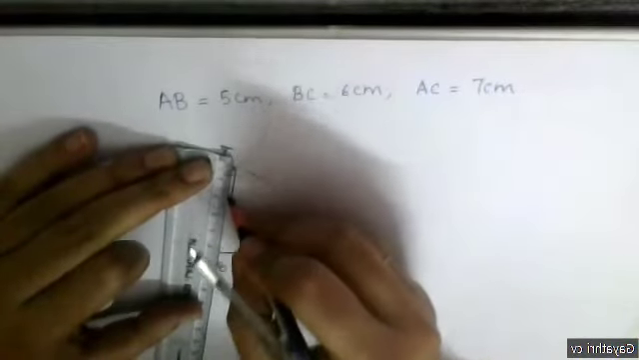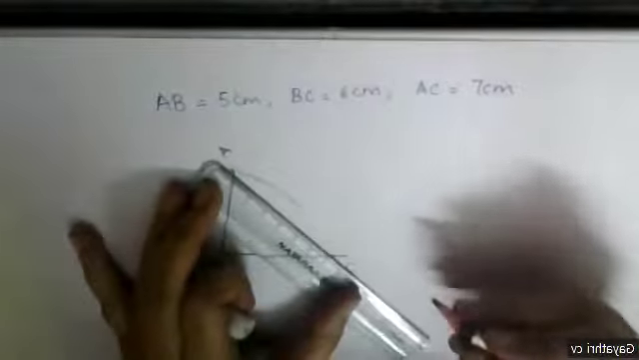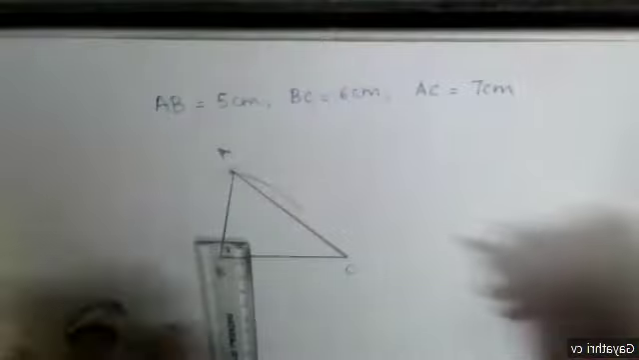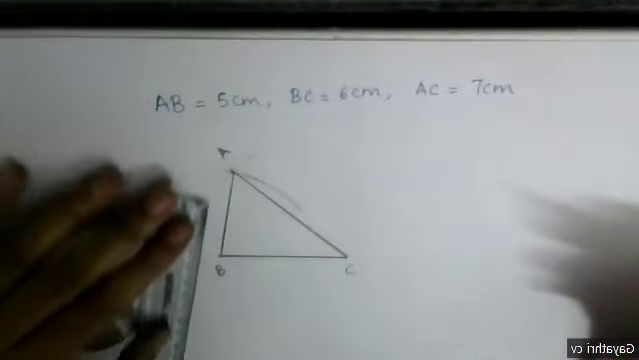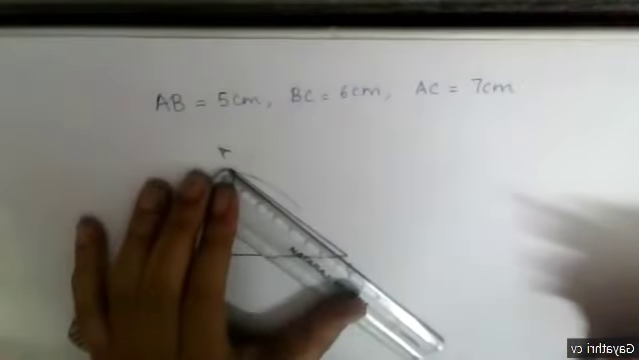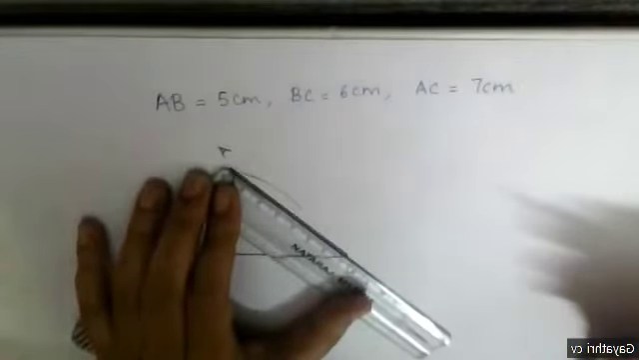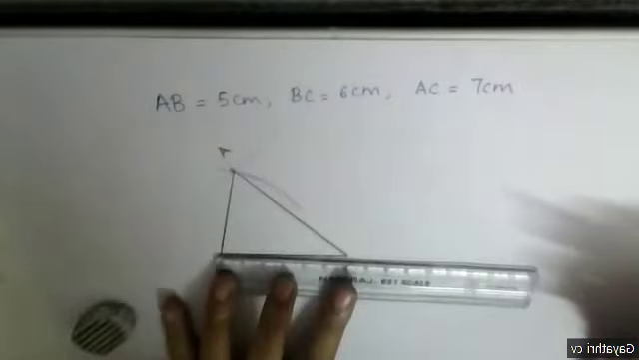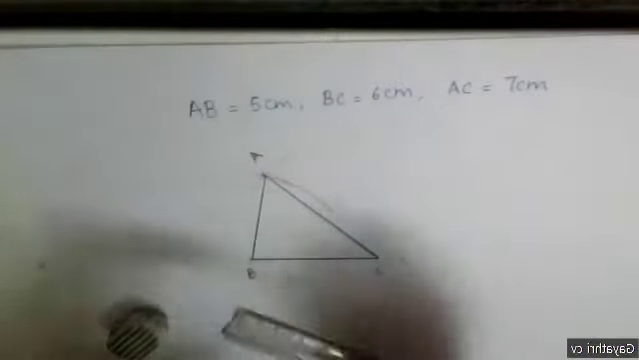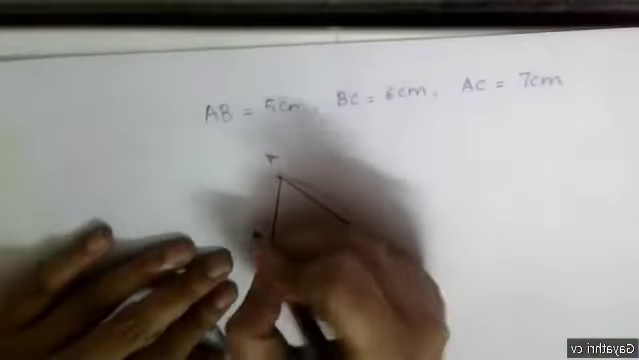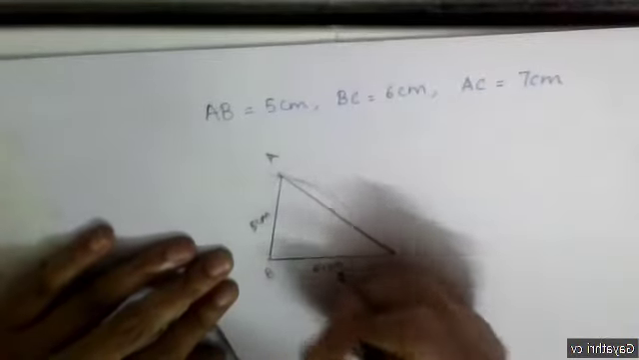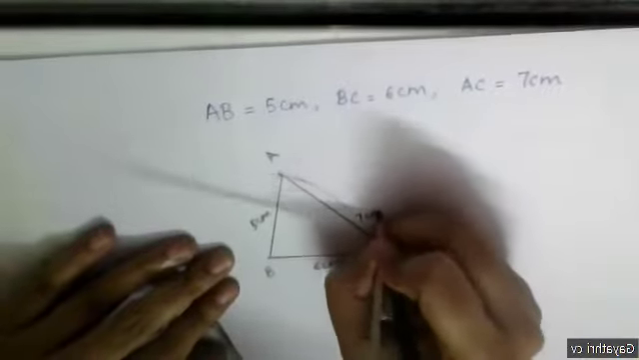Now let us join AB, and so this is the triangle that we are looking for. So if you can see, this side measures 5 centimeter and this side measures 7 centimeter, correct? And this side is measuring 6 centimeter. So now I've got a triangle ABC, where AB measures 5 centimeter, BC measures 6 centimeter, and AC measures 7 centimeter.